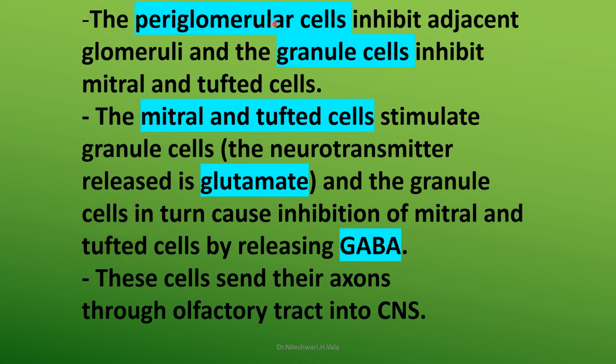The periglomerular cells inhibit the adjacent glomeruli and the granule cells inhibit the mitral and tufted cells. The mitral and tufted cells stimulate the granule cells by releasing the neurotransmitter glutamate. And the granule cells in turn cause inhibition of the mitral and tufted cells by releasing GABA, gamma aminobutyric acid. Now these cells send their axons through the olfactory tract into the CNS.